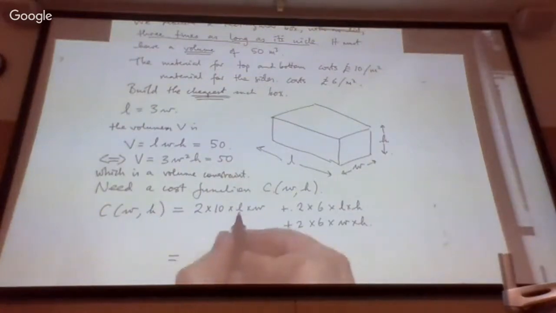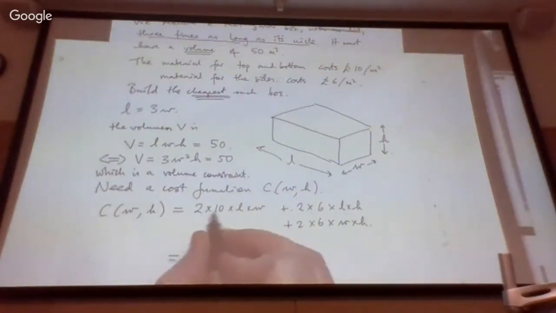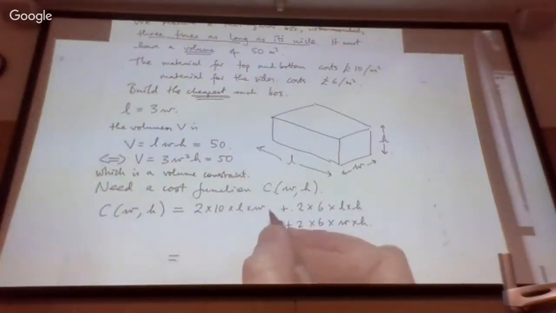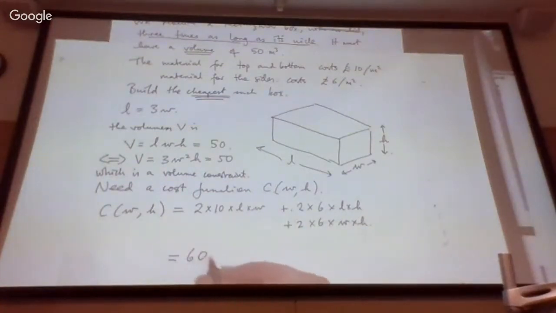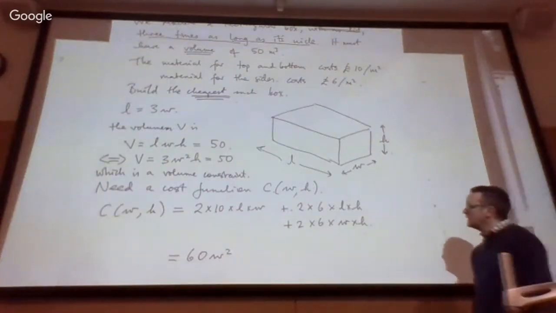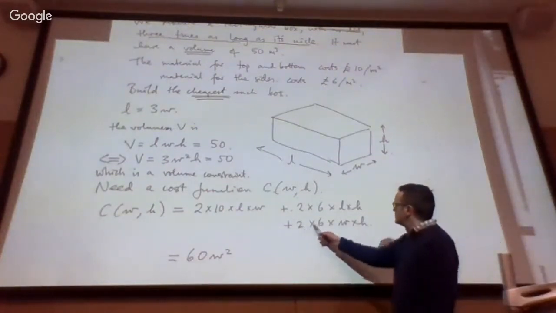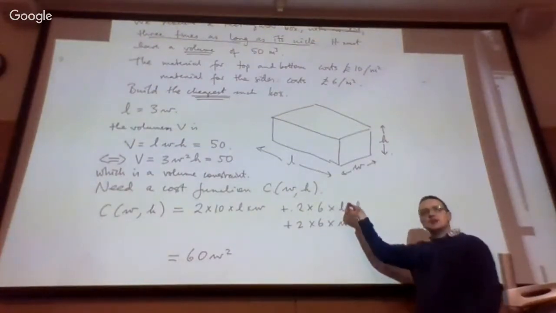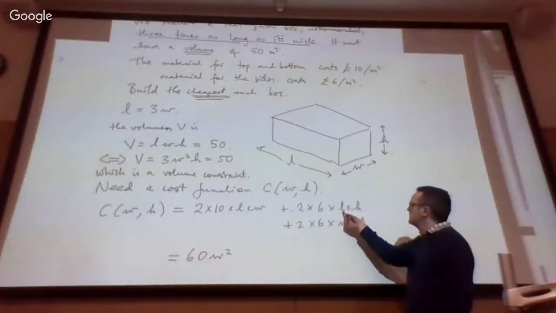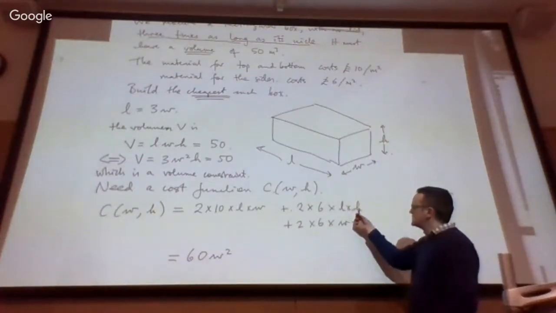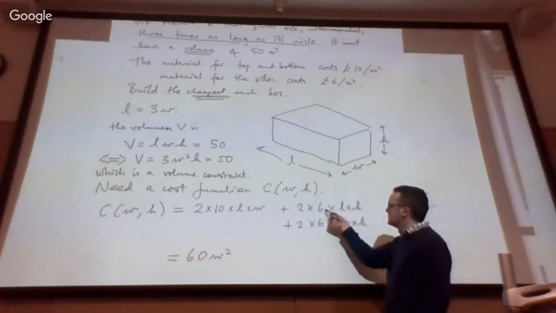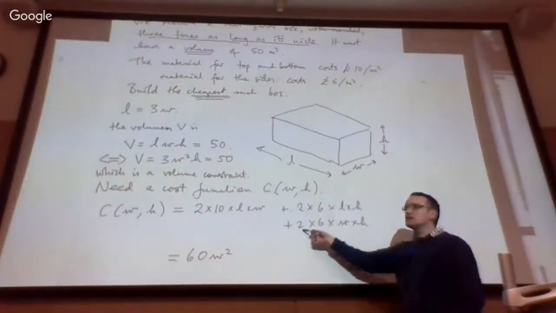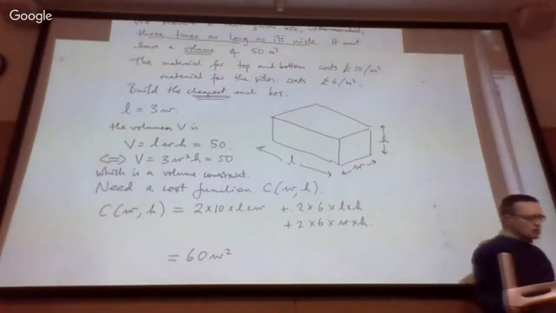Okay. So if I replace L with 3 times W, we've got 2 by 10 by 3, which is 60. 60 times W squared. And we've got 12WH, and this will turn into 3 times W. So we'll again have WH, but there'll be an extra factor of 3, so it'll be 36. So we'll have 36WH from here, and an extra 12, so 48WH.